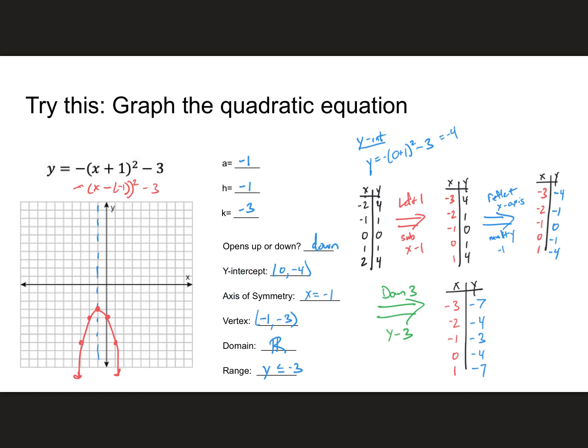The y-intercept, when I plug in the work for 0, I get (0, -4). The axis of symmetry is at x equals the h value, -1. The vertex is (h, k), (-1, -3). Domain is all real numbers. Once I plug in my table of values and I go left 1 unit, then I reflect over the x-axis by multiplying the y values by -1, and then move down 3 by subtracting 3 from the y values. I end up with this final table of values, which plots this quadratic here, which has a range of y is less than or equal to -3.